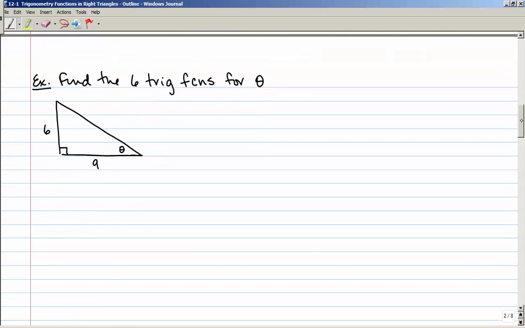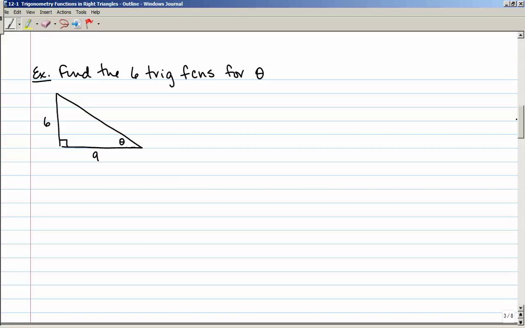So here's an example. Given this triangle, we need to find the 6 trig functions for theta. So in other words, sine, cosine, tangent, secant, cosecant, and cotangent for theta. Now, a helpful thing to do when you're doing this is to label what the sides are in relation. So in relation to theta, 6 is the opposite, 9 is the adjacent, and this one over here is the hypotenuse, and we don't know what that is. We're going to have to figure out what that is.